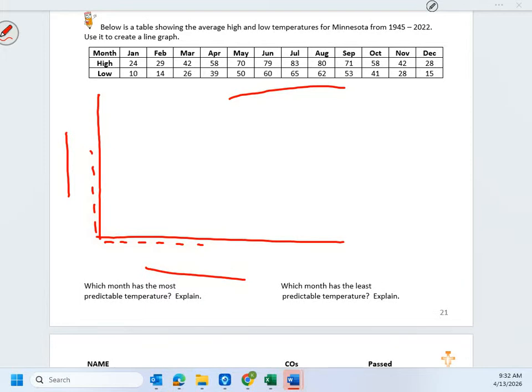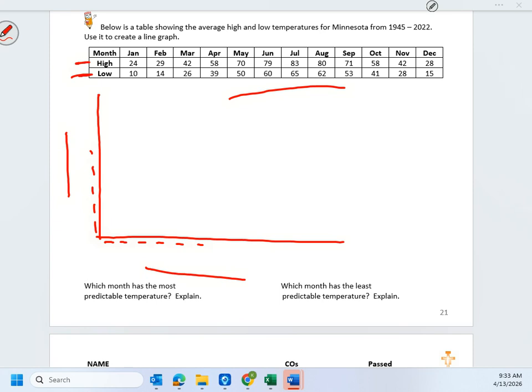Now it says below is a table showing an average high and low temperatures for Minnesota from 1945 to the year 2022. Use it to create a line graph. So we are actually going to do 2 line graphs on this. We're going to do 1 line graph for the highs and 1 line graph for the lows. So we are creating 2 line graphs on 1 graph, and we're going to be comparing those.